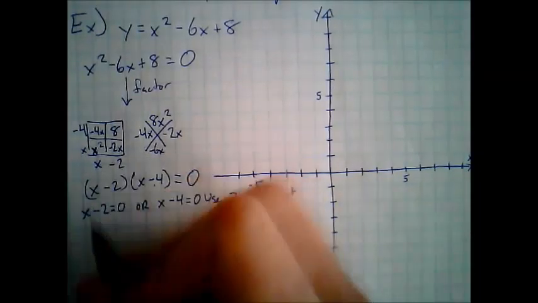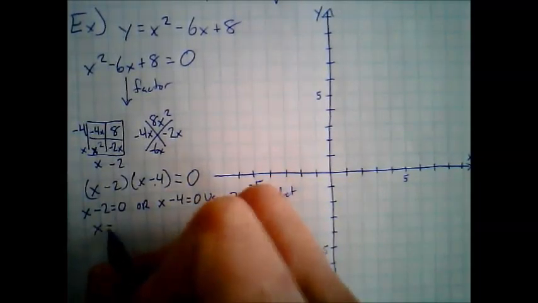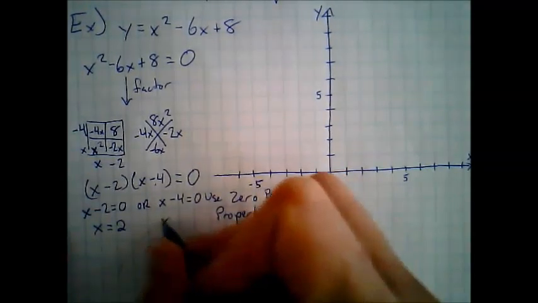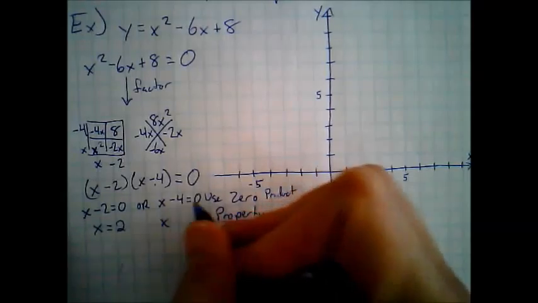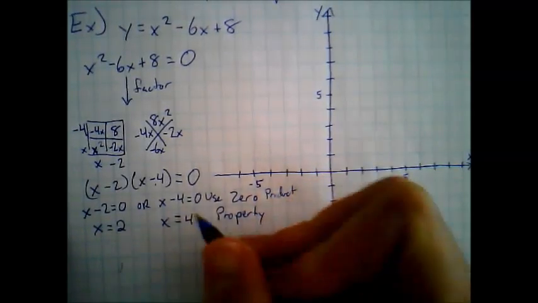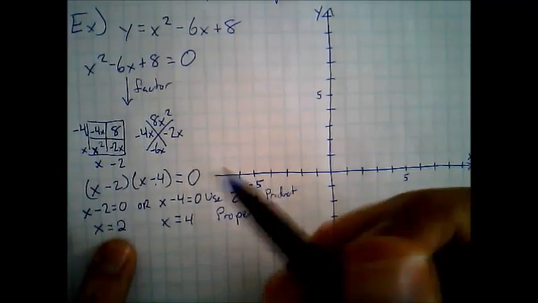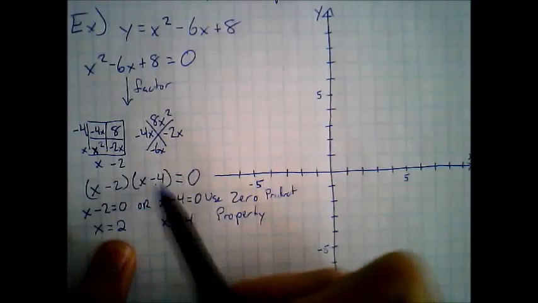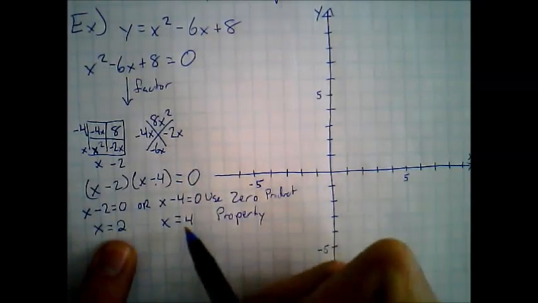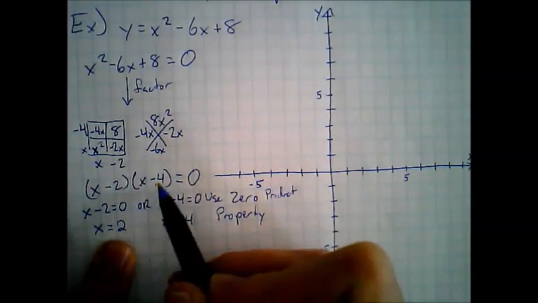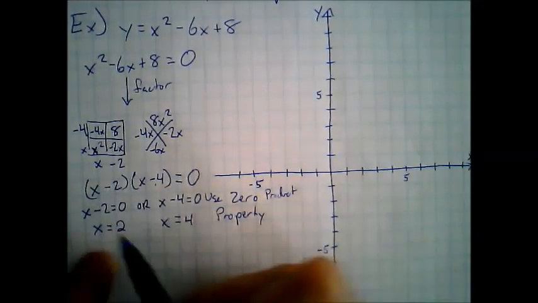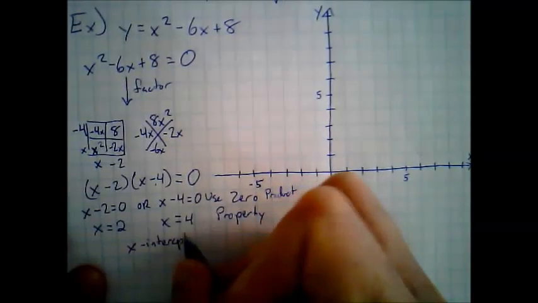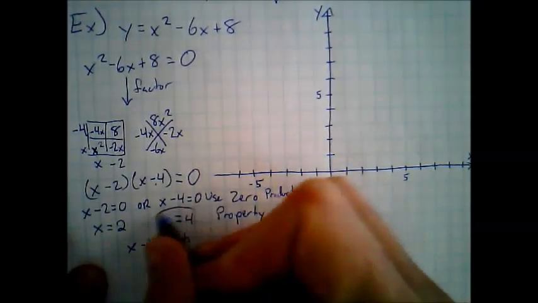And that's really just common sense. So the first one, well, I know 2 minus 2 is 0, so x could equal 2. I know 4 minus 4 is 0, x minus 4 is 0, so that means x equals 4. Okay, so when x is 2, this original expression equals 0, because 2 minus 2 is 0. 0 times anything equals 0. Or when x equals 4, 4 minus 4 is 0, and 0 times anything equals 0. So these are the two x-intercepts.